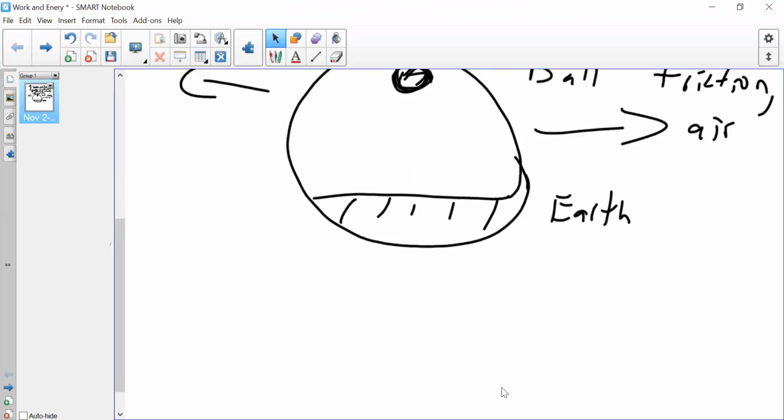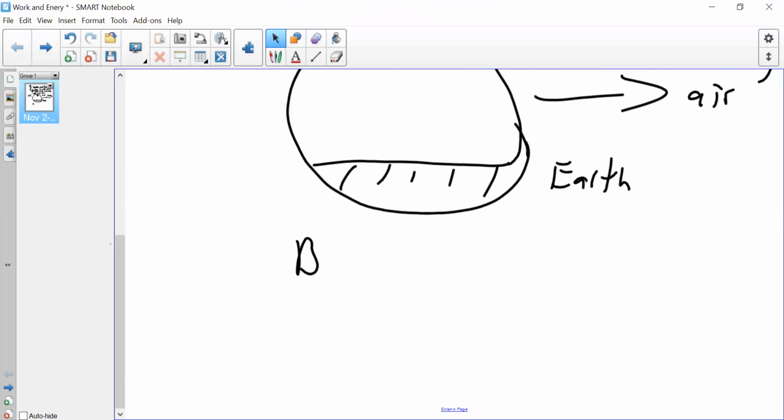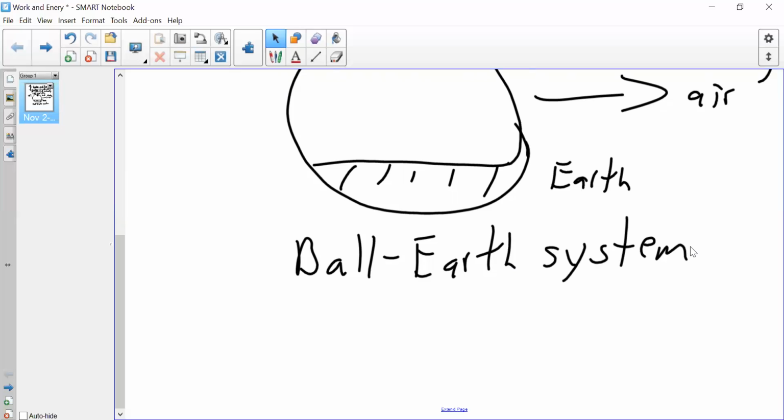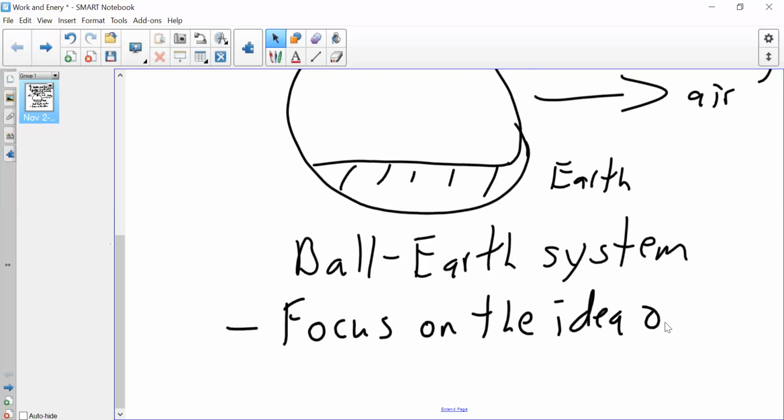So this would be a ball Earth system. The ball and the Earth will be interacting with each other in a particular physical way where we can discuss how energy, momentum can be saved. Ball Earth system. So as section 7.1 lays out, we're going to be focusing on the idea of systems in chapter 7 going forward, as opposed to just random particles as we've done in the previous chapters.